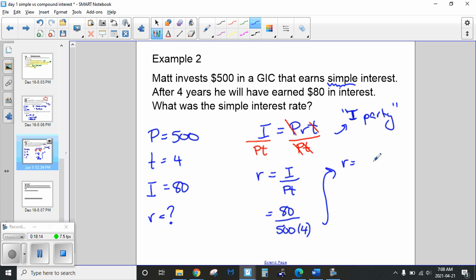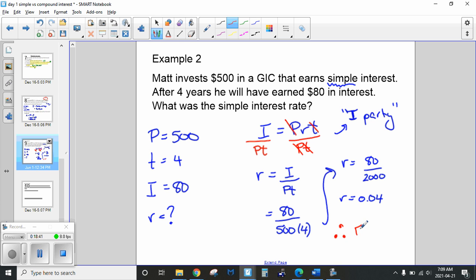Doing some simplifying, that denominator, 500 times 4 becomes 2,000. 80 divided by 2,000 is 0.04. And that's the decimal version. R is always the decimal version of the interest rate. So in my final statement, I'm going to change it back to a percent.